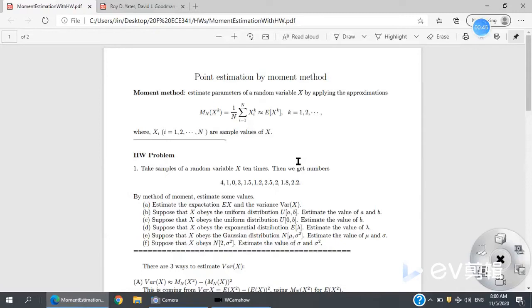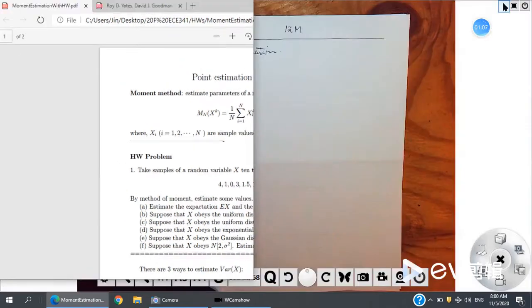So last time we introduced this method, right? We use this to approximate some, we call this moment. Then we can solve a parameter from here, and we get an estimation of the parameter, right? So the idea is like this.